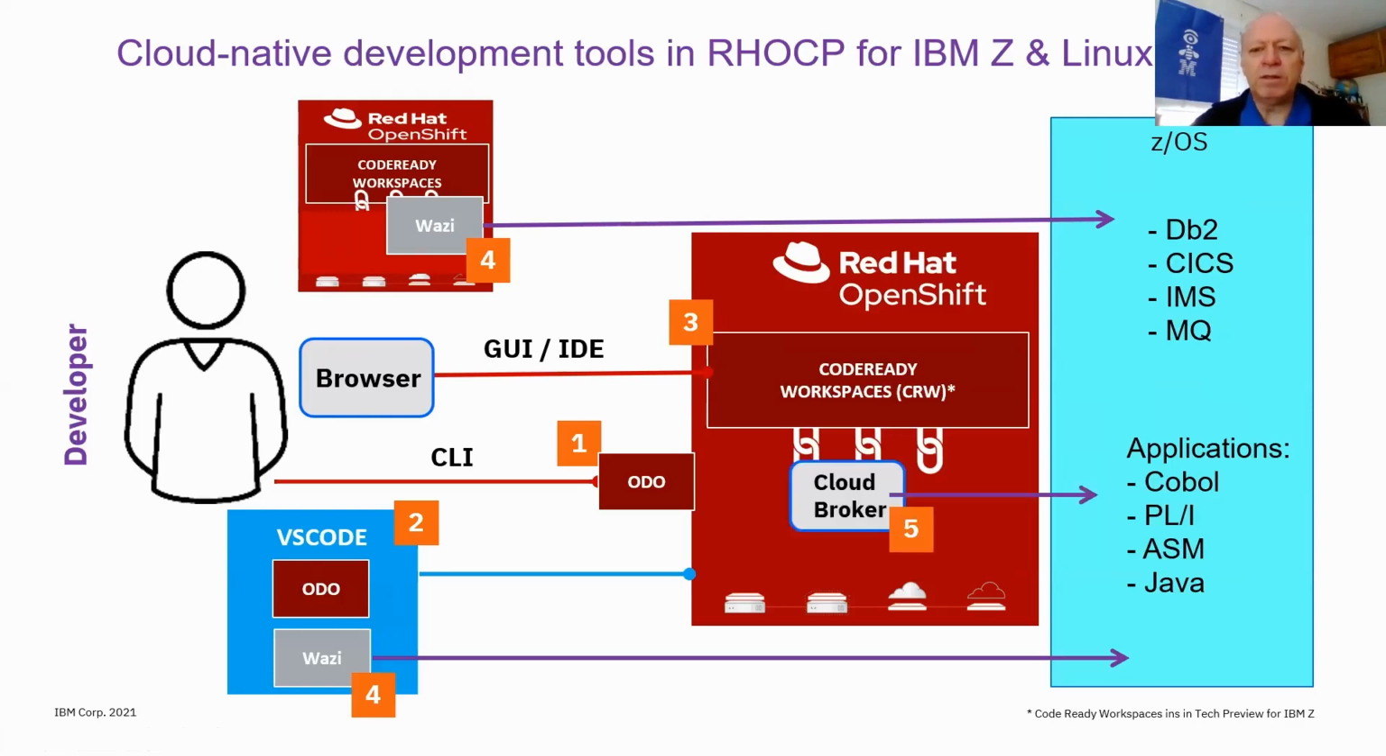And last but not least, Cloud Broker is a plugin for OpenShift that you cannot develop with but use to manage and deploy your subsystems in z/OS. So basically, you can deploy here your Db2, your CICS, IMS, and MQ environment with Cloud Broker. Again, this was an overview of cloud native development tool capabilities, and all these capabilities are outlined in more detail in the PDF that is attached to my presentation.